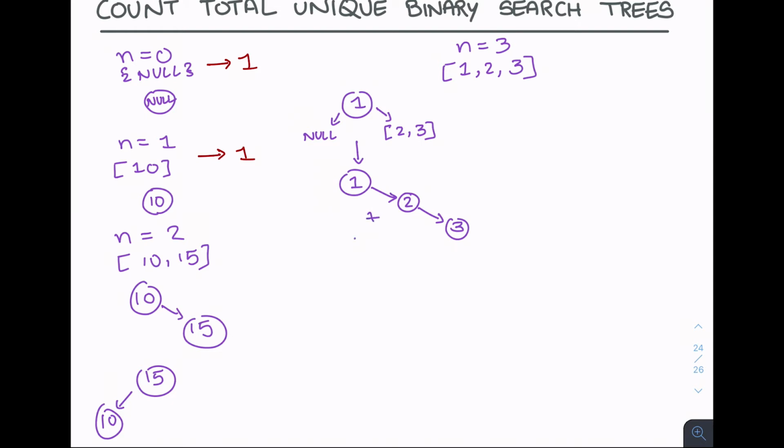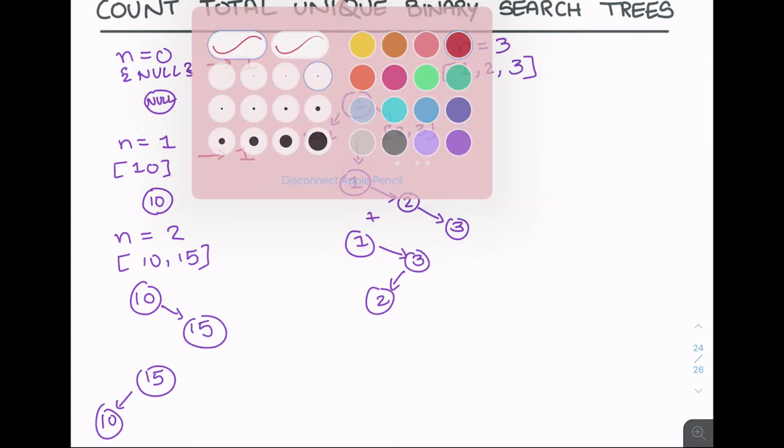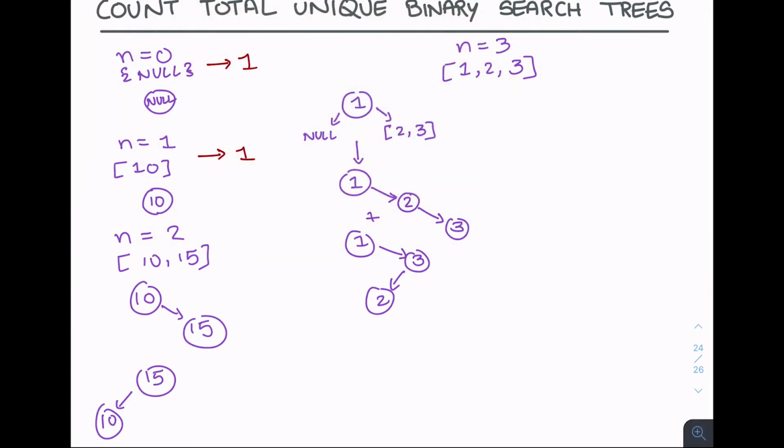If we decide to root the right subtree at node 3, we'll see that 2 comes out to be its left child. So these are the two possibilities when you root the BST at 1. So it comes out to be 2.